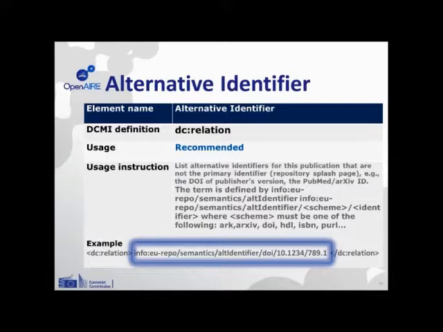And in this case, in addition to DC rights with the semantics of embargoed access to describe the access rights, we require to have a DC date following a syntax of info eRepo date embargo end date.